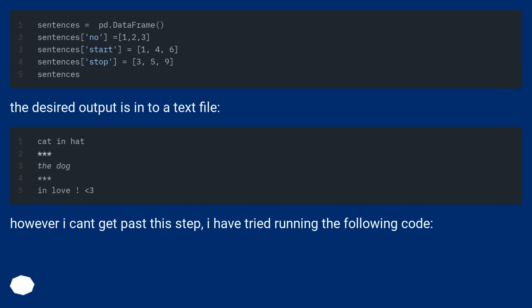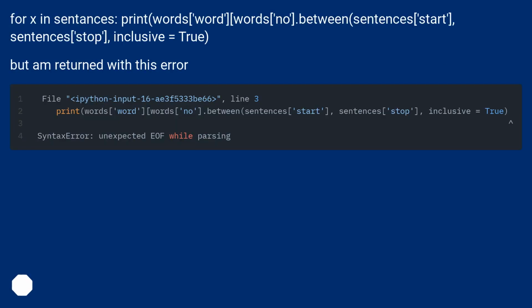The desired output is into a text file. However, I can't get past this step. I have tried running the following code: for x in sentences, print words.no between sentences.start, sentences.stop, inclusive equals True. But it returned with this error.